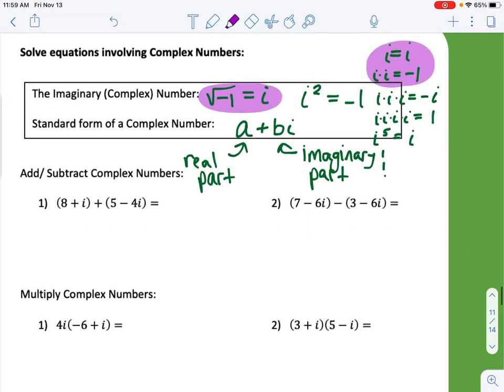So when we come down here and we work on adding and subtracting complex numbers, you can sort of treat it like a variable. 1i and -4i are like terms, and 5 and 8 are like terms, but don't solve for i separately. So you just combine like terms. 8 plus 5 is 13. 1i minus 4i is -3i. Notice we always try to put our real part out front and our imaginary part following for our standard form.